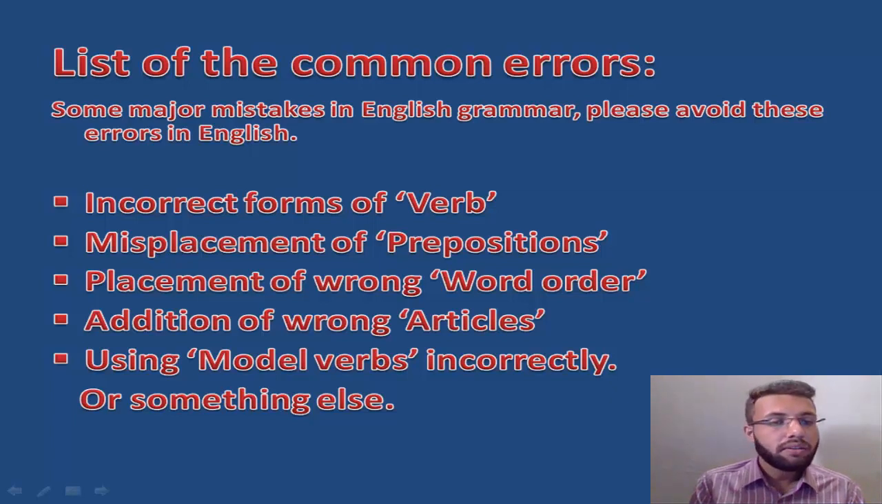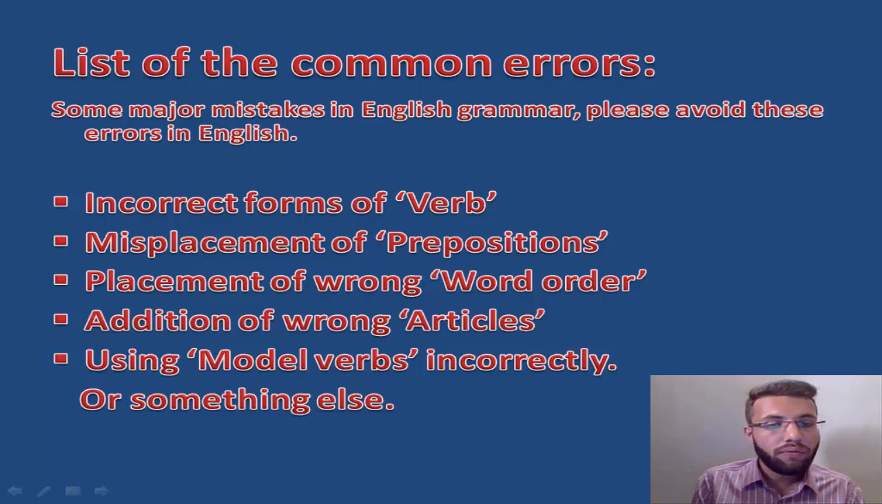Alright? Number three, placement of wrong word order. Word order is something like you need to follow the pattern in each tense. So you place the subject first, then we use the verb, and we use the object at last. An object always follows the verb. So we need to be very careful when we are putting any word order.